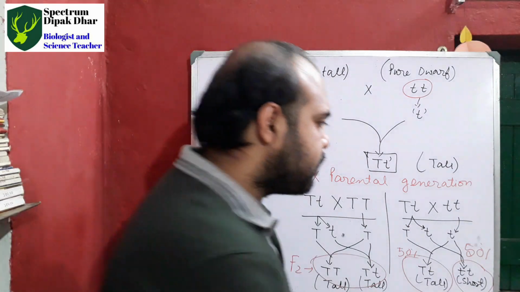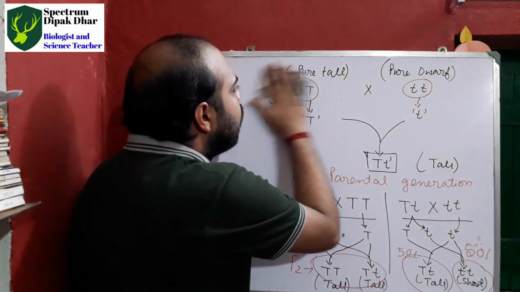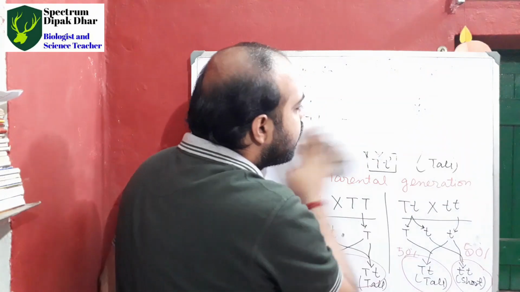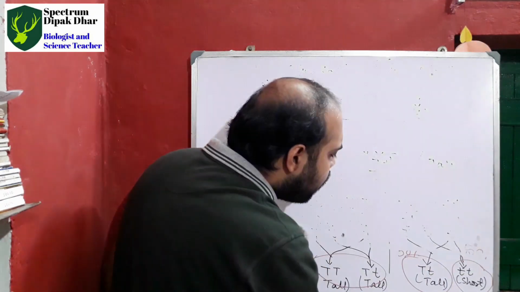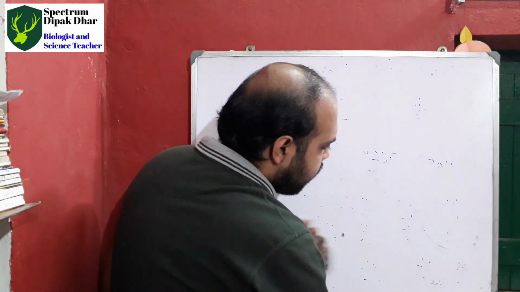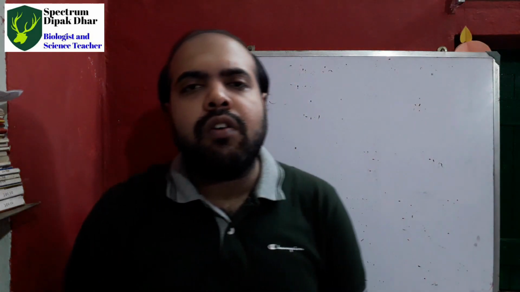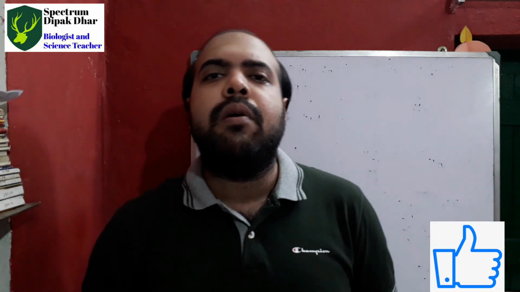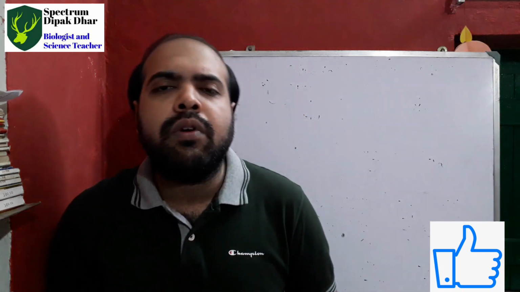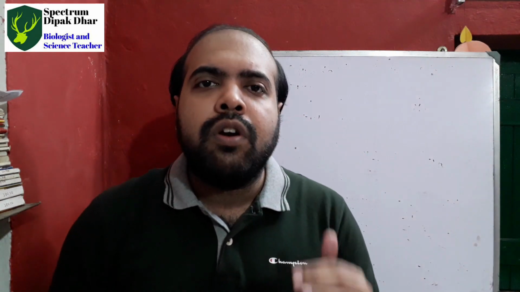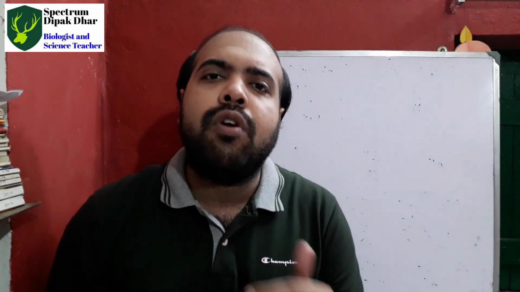Let's do it. First of all, in order to perform a test cross, you have to get a plant of known phenotype as well as known genotype. What are we taking? We are taking a recessive dwarf pea plant, and we all know that the dwarf character is only expressed when the genes are in homozygous condition.